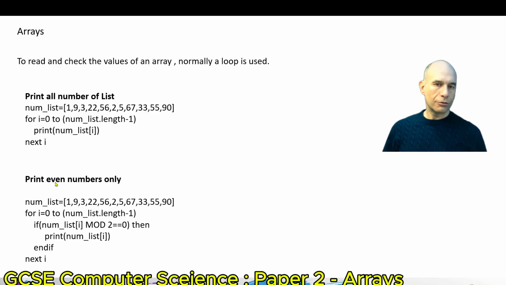To print out only the even numbers. So let's go and do these examples in the code station. We create an array, and we will only print out the numbers which are even. Let's head back to our code station.